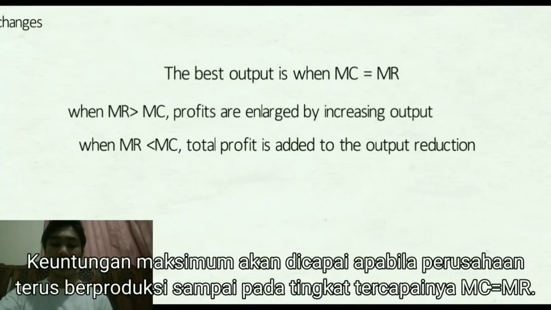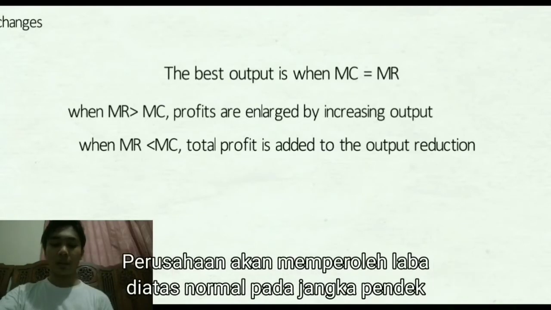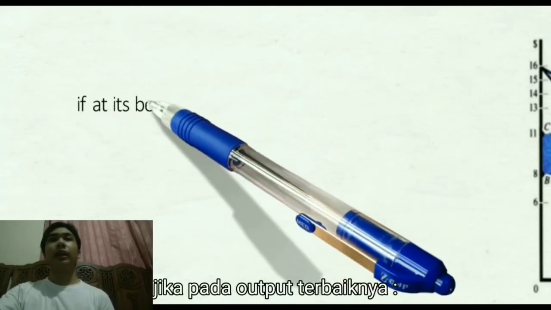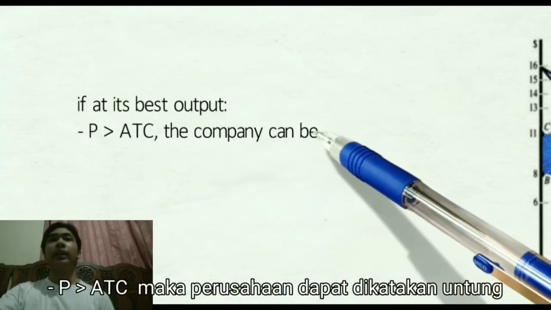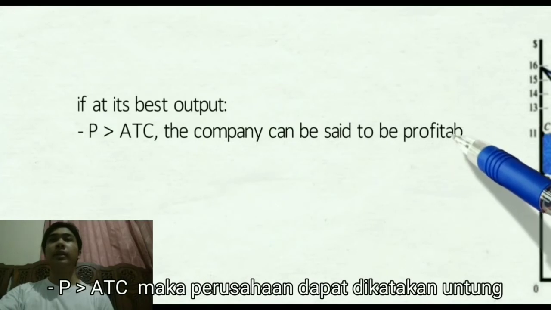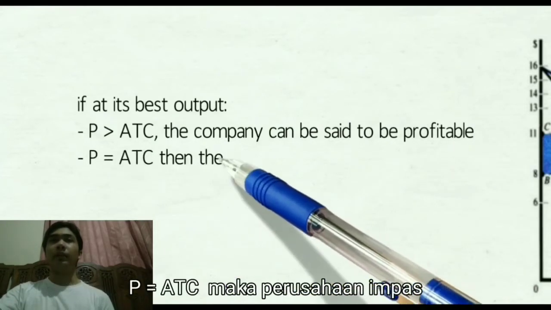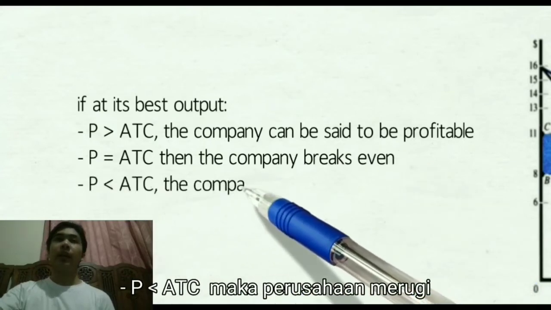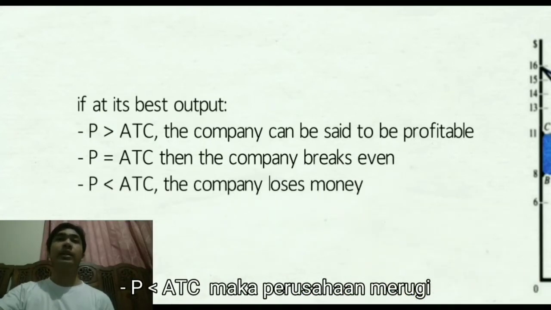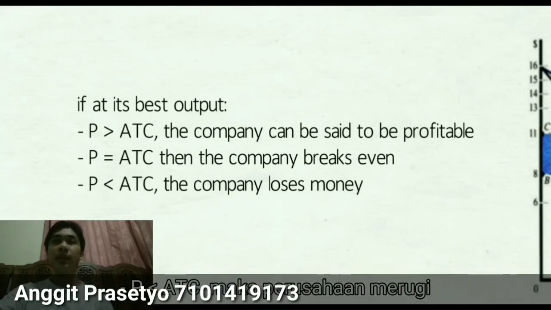The maximum profit will be achieved if the company continues to produce up to the level where MC equals MR. The company will earn above normal profit in the short term. At its optimal output, if P is greater than ATC, the company can be said to be profitable. If P equals ATC, then the company breaks even. And if P is less than ATC, the company loses money.